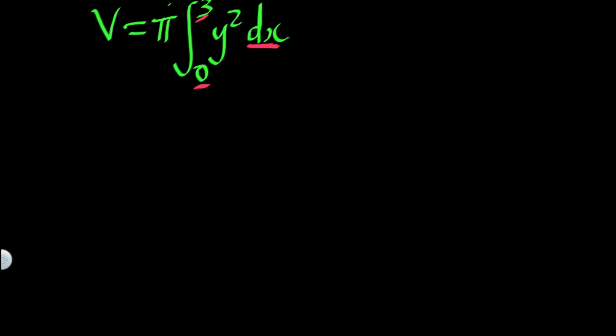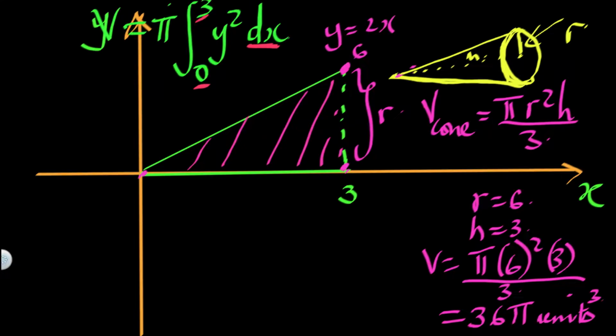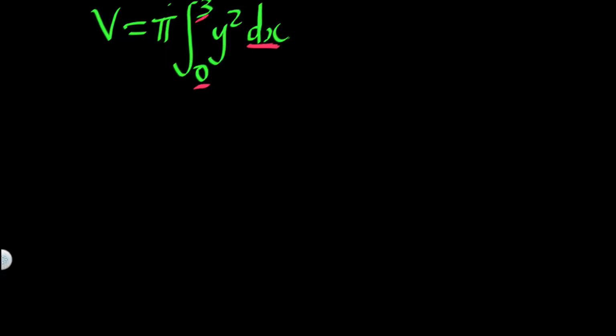Let me take you back to where this is. It's here. These are our limits of integration, from 0 to 3. That's how we do it. Yes, our limits of integration should be x values because we're using the x here.